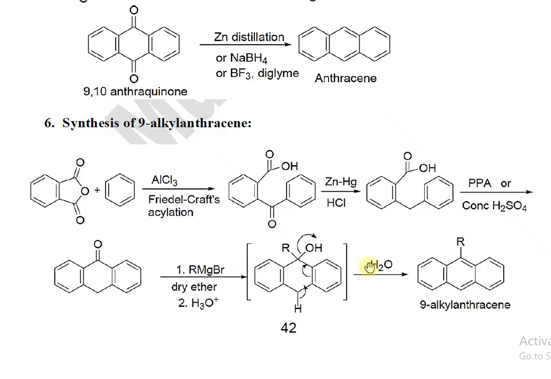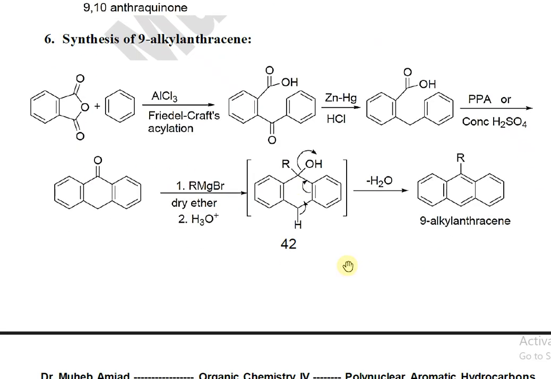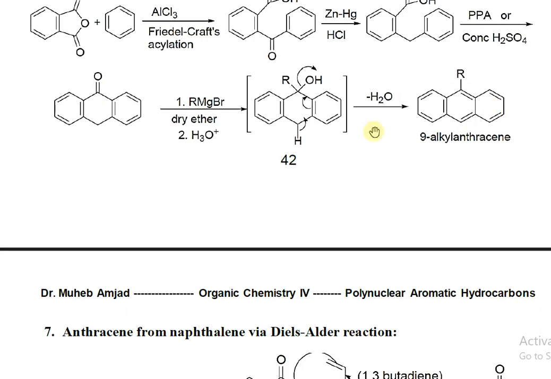The final step is dehydration to give you the 9-alkyl anthracene. You have to change the alkyl. If you want CH3, that means 9-methyl. If you want ethyl, it will be 9-ethyl anthracene, 9-propyl anthracene, like that.